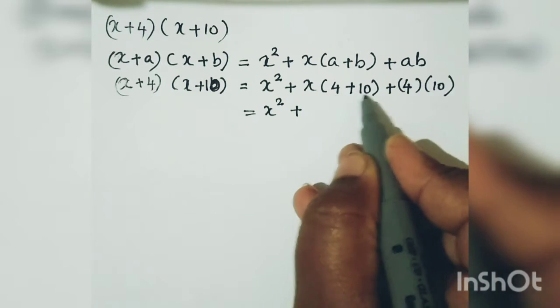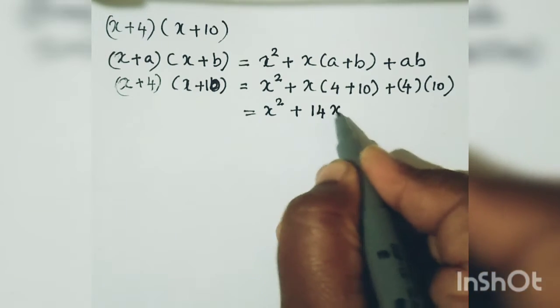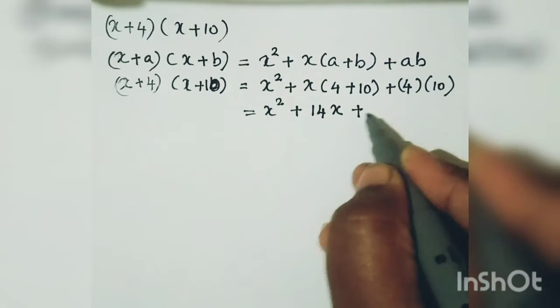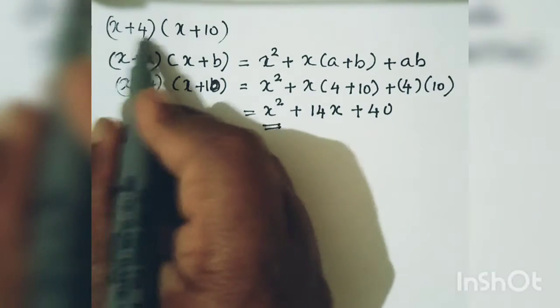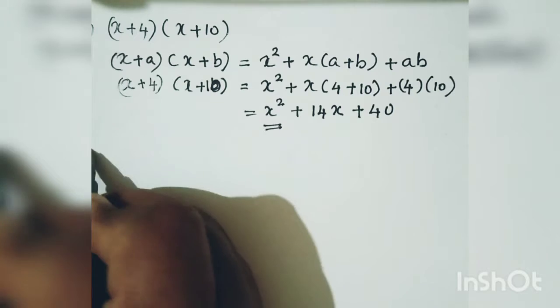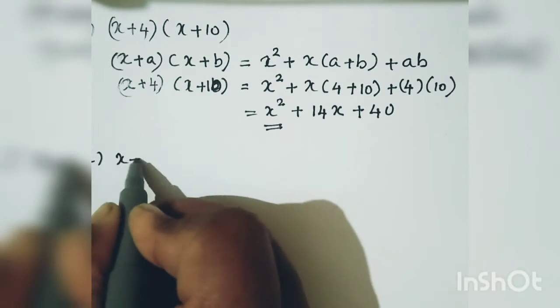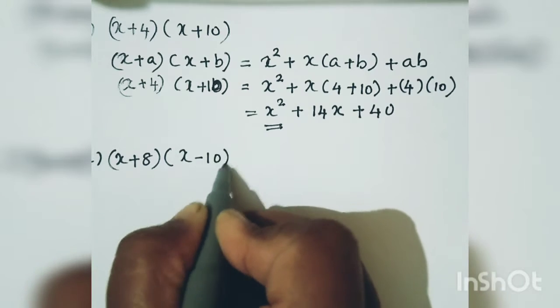So that will be equal to x square plus 4 plus 10. 4 plus 10 is 14. So it will be 14 into x is 14x plus 4 into 10 is 40. So now this will be the expansion of x plus 4 and x plus 10. So now let's see the next question. Next question is similar to this. It is x plus 8 and x minus 10.